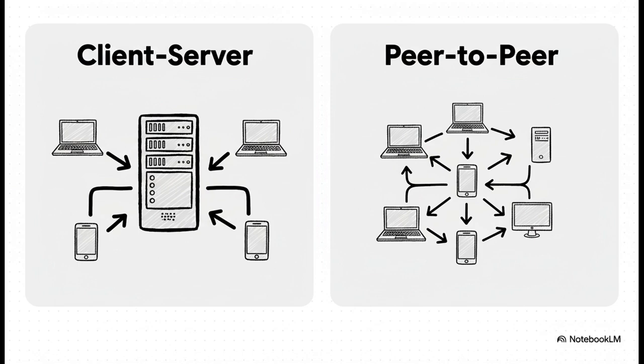Now the other model is peer-to-peer, or P2P. Here, there's no central kitchen. It's more like a potluck dinner. Everybody brings a dish and serves everybody else. Each peer is both a client and a server, talking directly to one another. This is really common in things like file sharing systems.